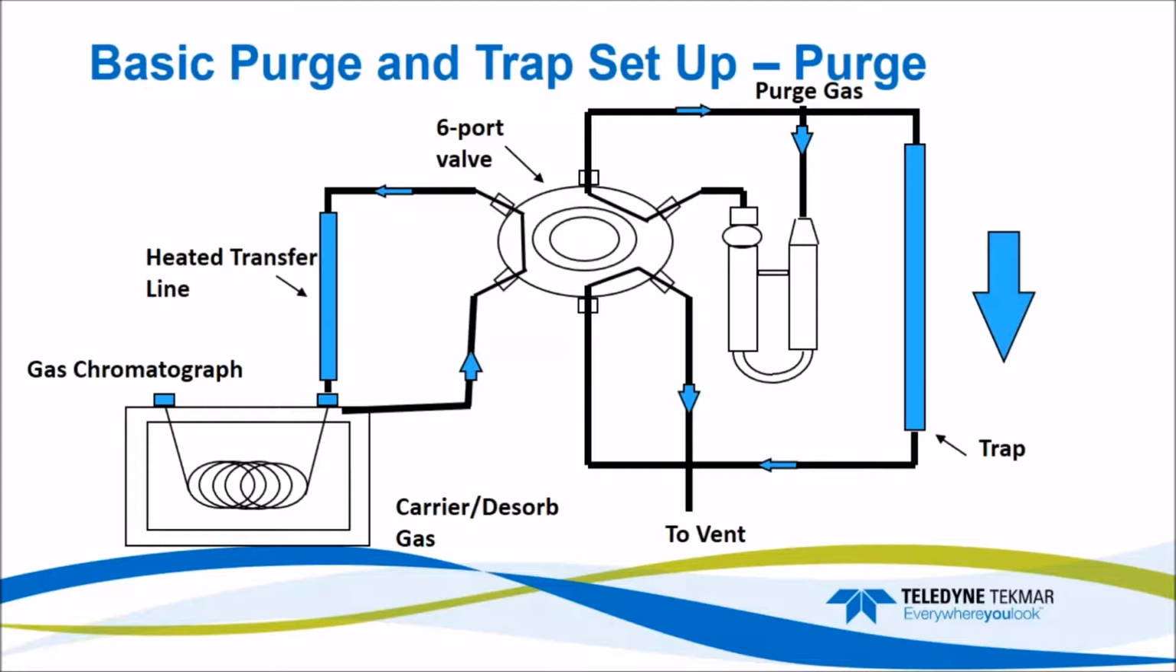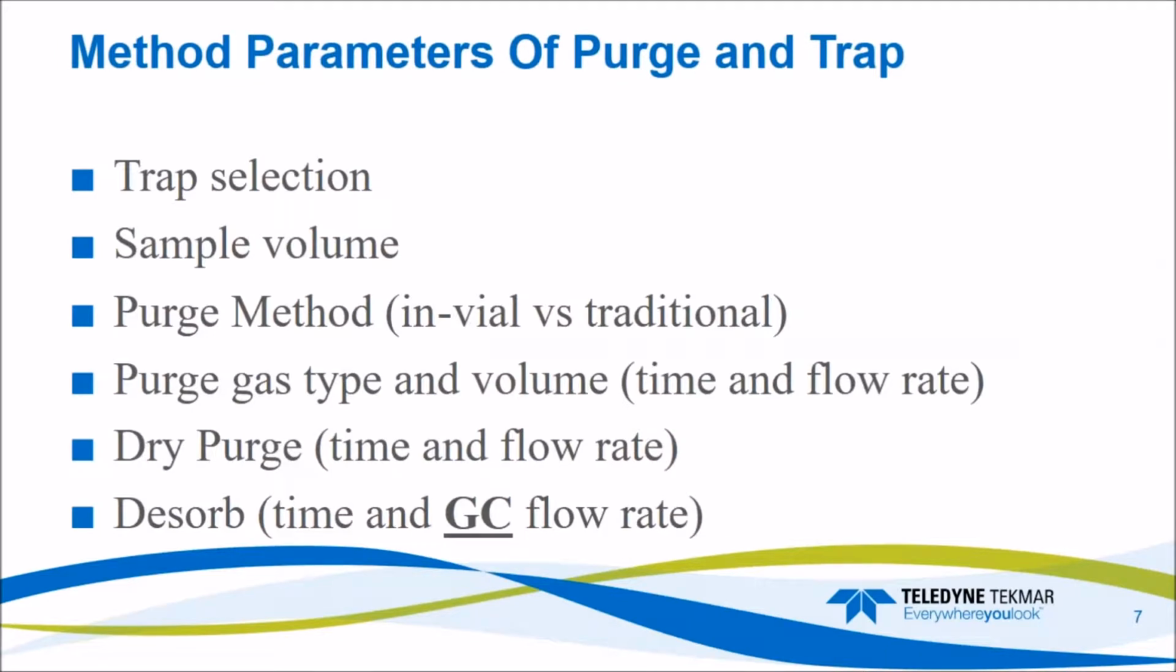But with our newest instruments, samples can also be purged inside of the sample vial. From there, during desorb, gas sweeps the compounds of interest onto the analytical trap, where they are then concentrated before being introduced into the GC via the heated transfer line. So that was a very basic breakdown of what is going on during the purge and trap phase.